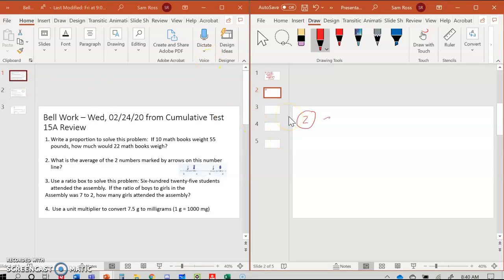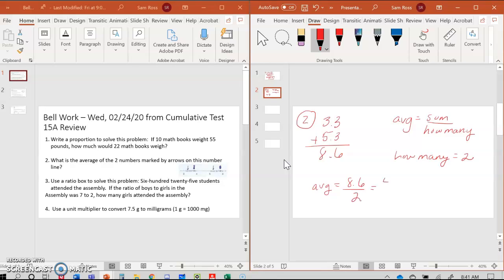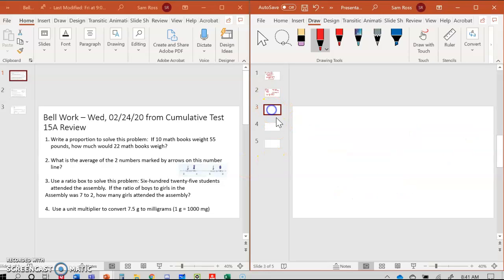So I have 3.3 plus, and we know average is equal to the sum over how many. And we know that our how many is equal to 2. So we need to get the sum. 1, 2, 3. It looks like that. I'm not sure if I'm seeing it right. This is kind of hard to see. So I have my average is equal to 8.6 over 2, which is 4.3. Let me go to the next one.